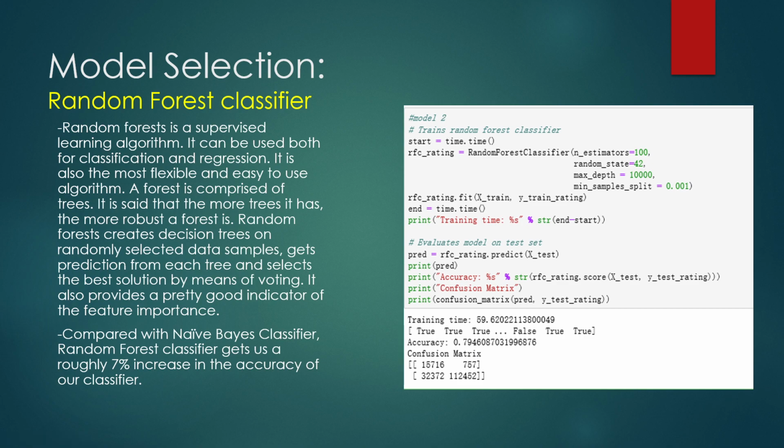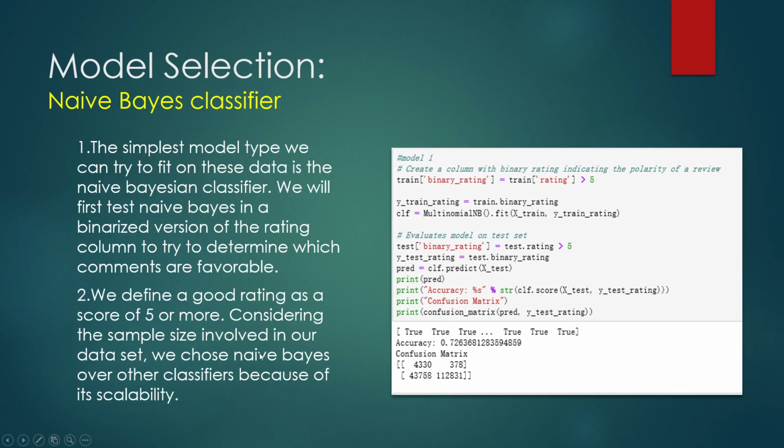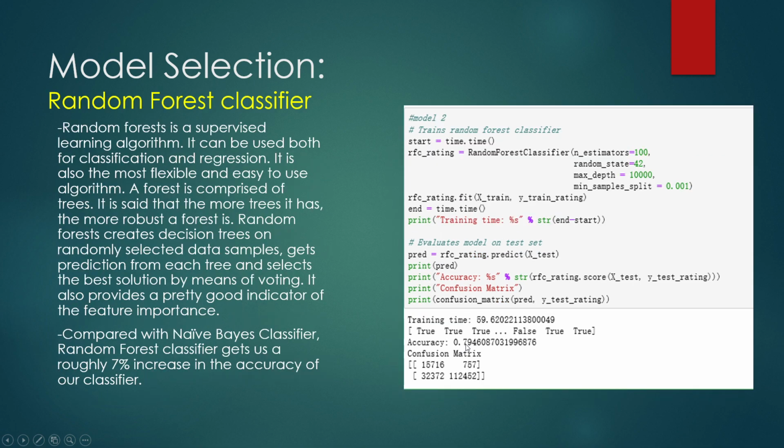Compared with the Naive Bayes classifier, whose accuracy is 72%, the random forest classifier gives us a roughly 7% increase in the accuracy of our classifier.